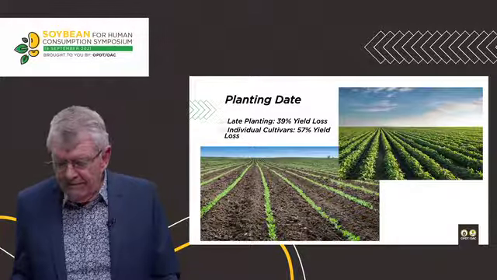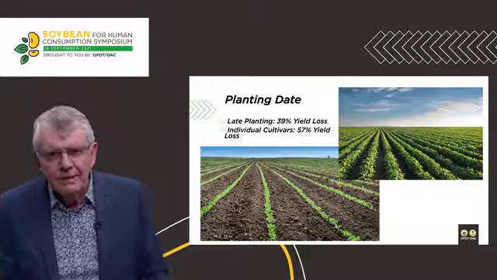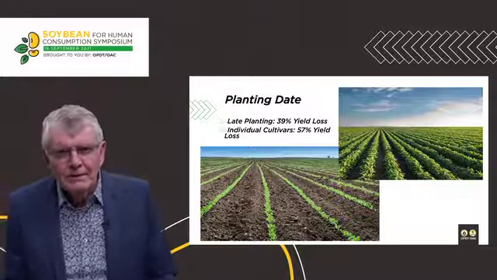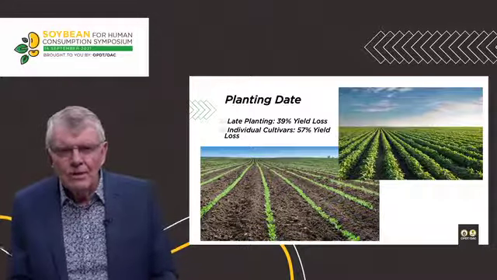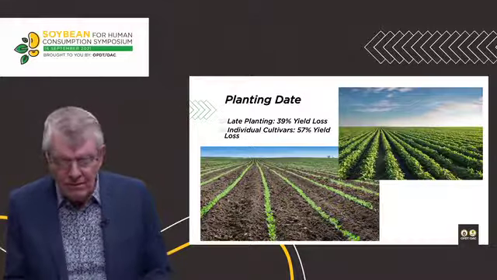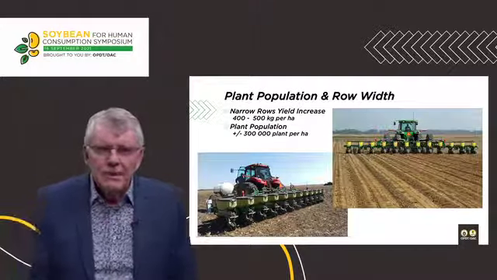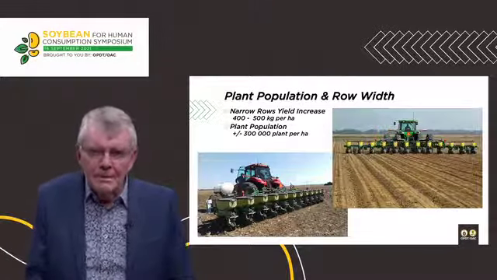Now, if you look at individual cultivars, then it's even worse. If you look at the best adapted cultivar and the worst adapted cultivar, the yield differential between the first and last planting will be 57%, which is absolutely substantial. That will move us to the other possibility, and that's plant population and row width.